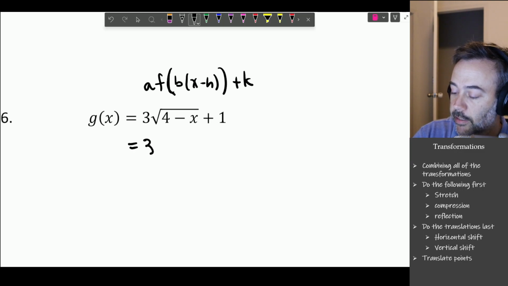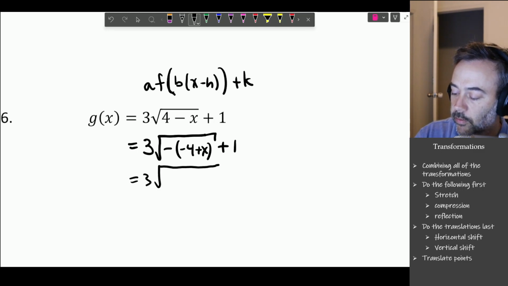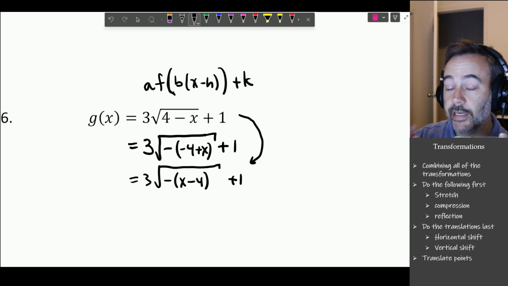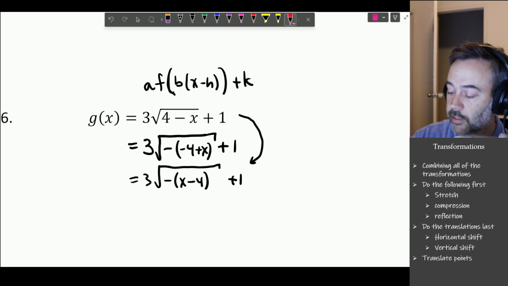So to rewrite this, we would factor out a negative 1, and we would get negative 4 plus x. And then we can reorder the addition here, and we would get negative x minus 4. And then plus 1 on the outside. So I've taken the original and I've rewritten it this way, and now I can accurately see all of my transformations. I know it's a horizontal reflection over the y-axis.